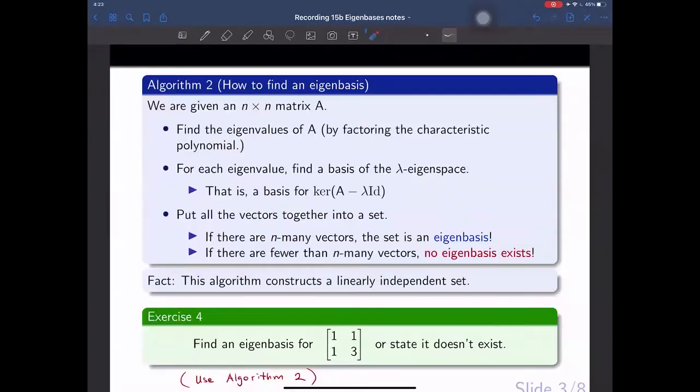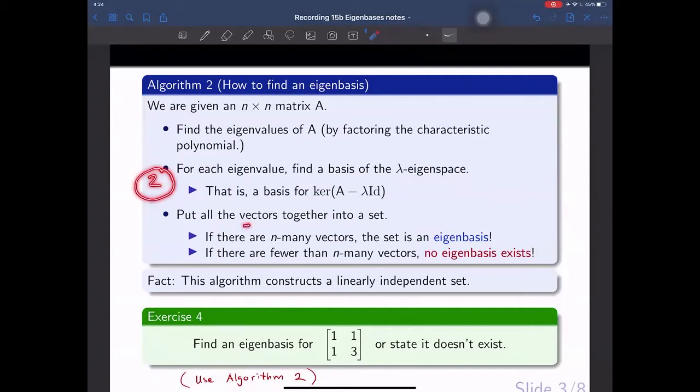Here's an algorithm for finding an eigenbasis. We start with an n by n matrix. We find all eigenvalues of A by factoring the characteristic polynomial. This is the first step. And then for each eigenvalue, we look at the eigenspace and find a basis for that by using the fact that the lambda eigenspace is a kernel of this matrix. So this is the second step.